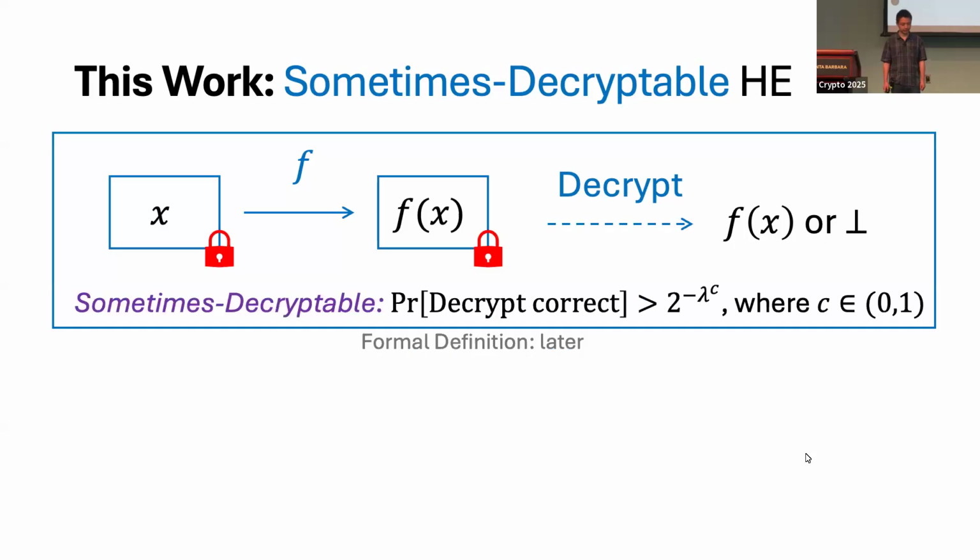Crucially, we relax the decryption correctness probability. So we define the following sometimes decryptable property, which only requires that the probability that the decryption is correct is lower bounded by some negligible function, but we require this function must not be too small. For example, we only require the decryption correctness to be lower bounded by some 2 to the minus lambda to the c, where lambda is the security parameter and c is some constant between 0 and 1. So I will formally introduce this notion of sometimes decryptable homomorphic encryption later.